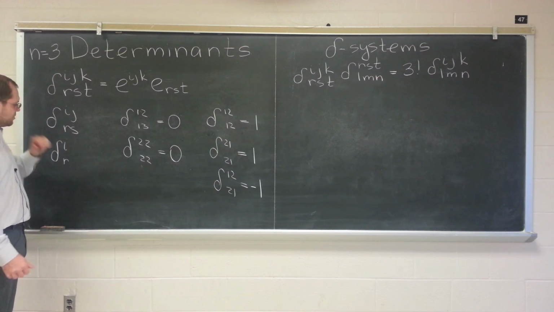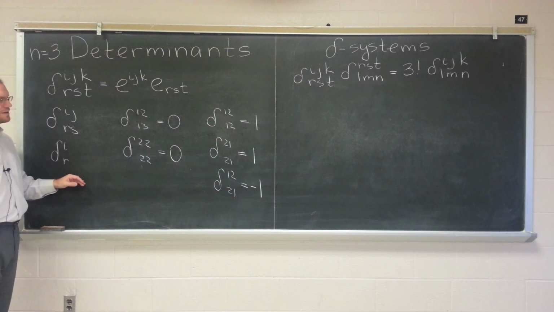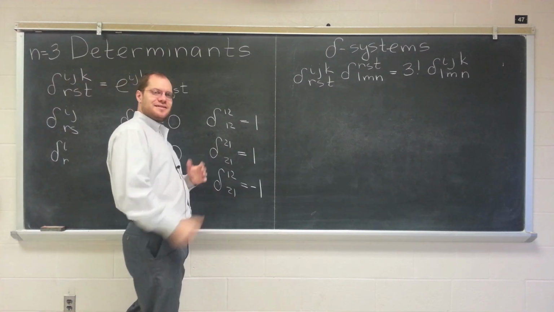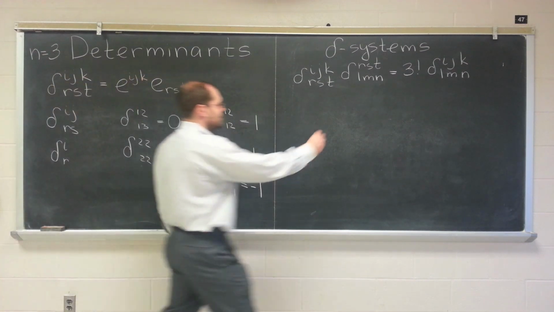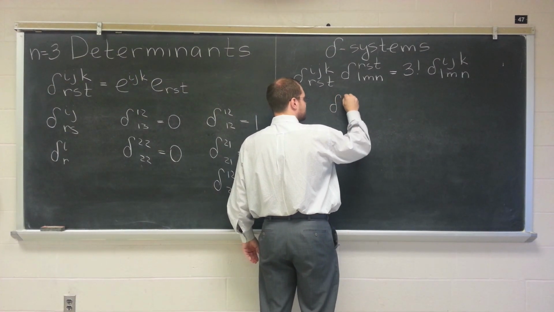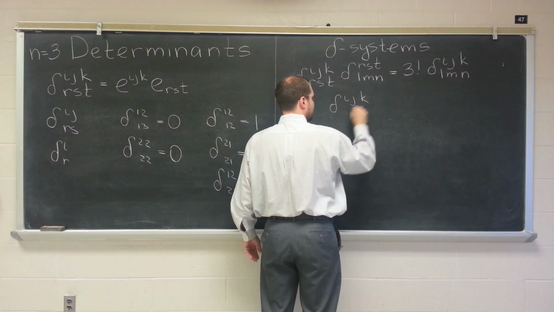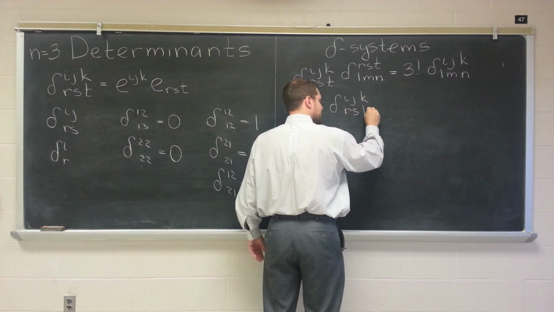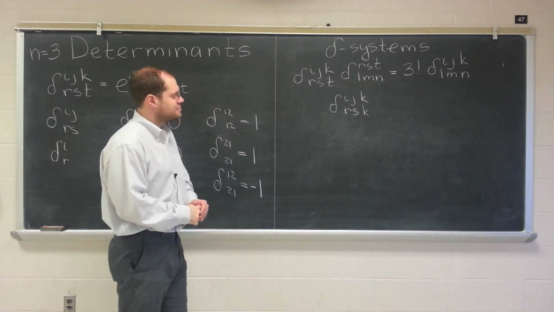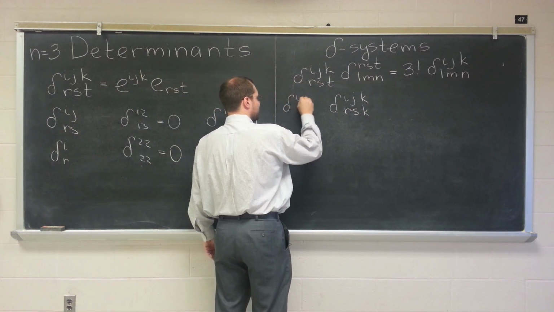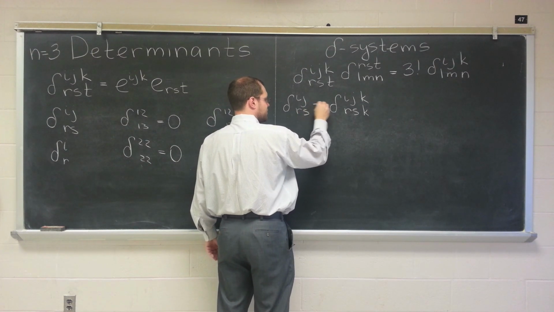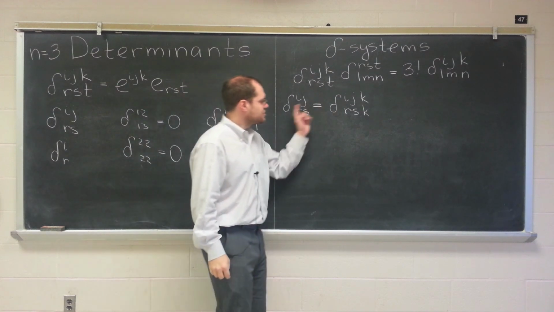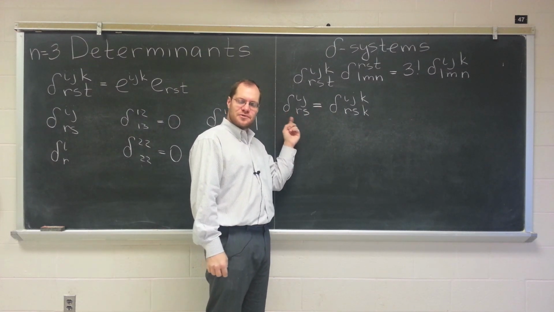So on the next board, I will write the most important properties of the delta systems. Number 1 is they turn out to all be related by contraction. So for example, if I were to take a full Kronecker system, I, J, K, R, S, and contract it on the last index, then what I will end up with is delta Ij, delta Rs. So one contraction leads to another delta system of a lower order.